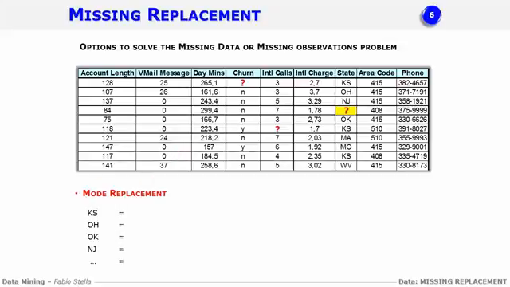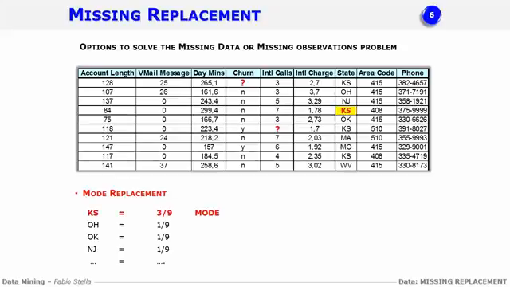We compute, for each of the possible values that the attribute state can take, the count, which is the frequency of that value. In particular, KS occurs 3 times in the 9 records without the missing value, while OH, OK and NJ occur just once.